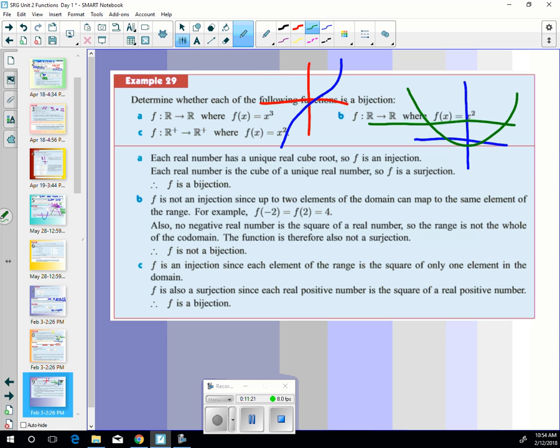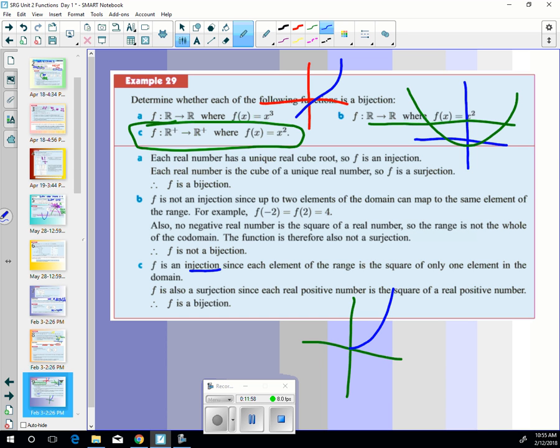This one's kind of cool because it is an injection. Why? I thought we said it wasn't for x squared. But why is this one an injection? It's only the positive ones here, so it's going to pass the horizontal line test. It's an injection. And if you're mapping to the positives, will you always have a positive real number that can map to everything? Yeah, you can.